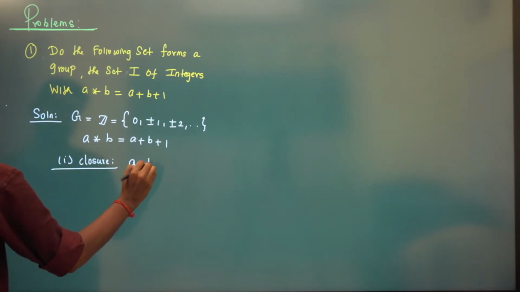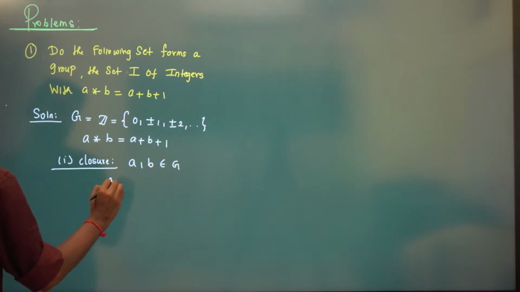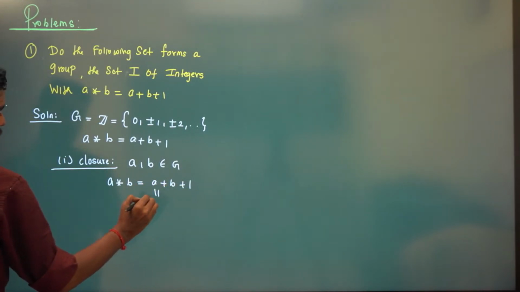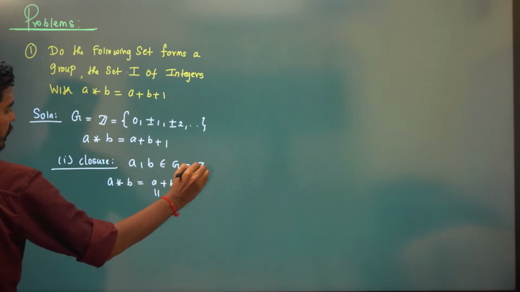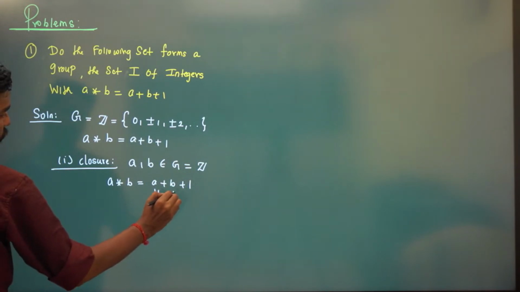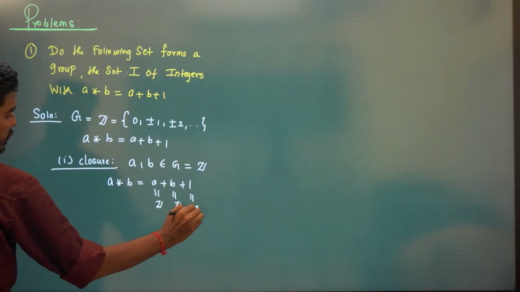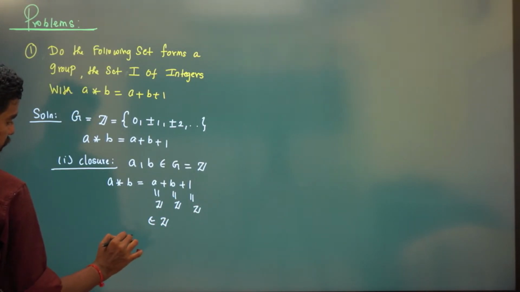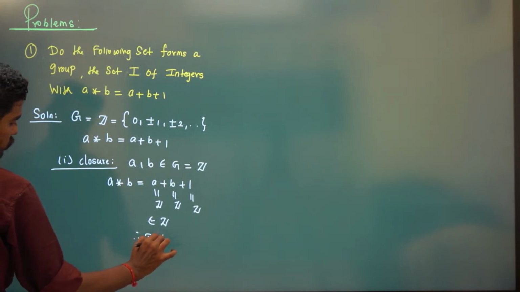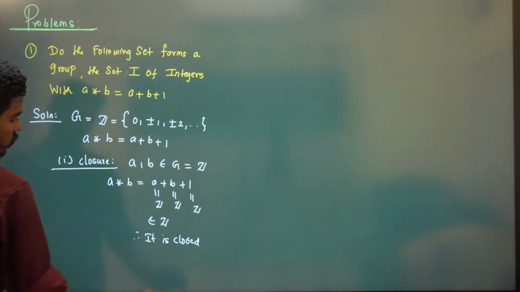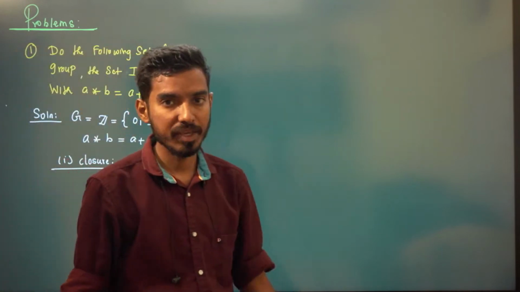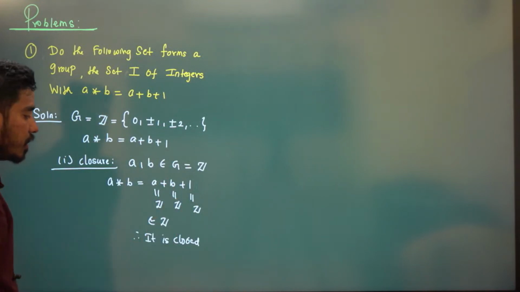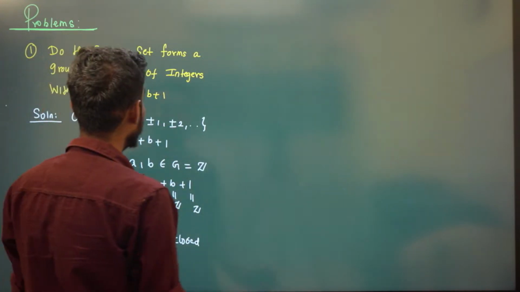So you take any two elements in G. Now what is A star B? A plus B plus 1. See, this belongs to G. G is integer. So A is integer, B is integer, 1 is also integer. So the sum is again an integer. So A star B belongs to Z. So therefore it is closed. You take any two elements, A star B should also be in G. So it is closed.